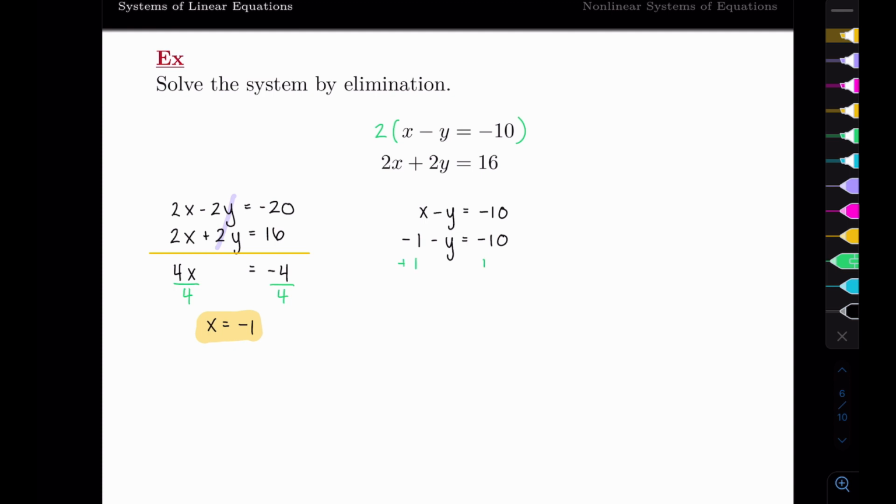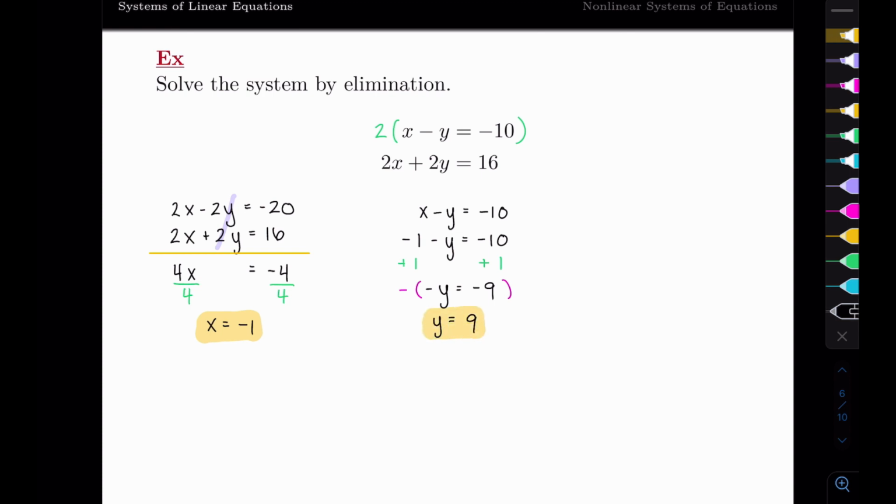So I've got to isolate y, which means we add 1 to both sides, which gives us negative y is negative 9. And then I've got to get rid of this minus sign, so I change the sign of everything, or think of it as multiplying by negative 1, dividing by negative 1. This gives us y is equal to positive 9.